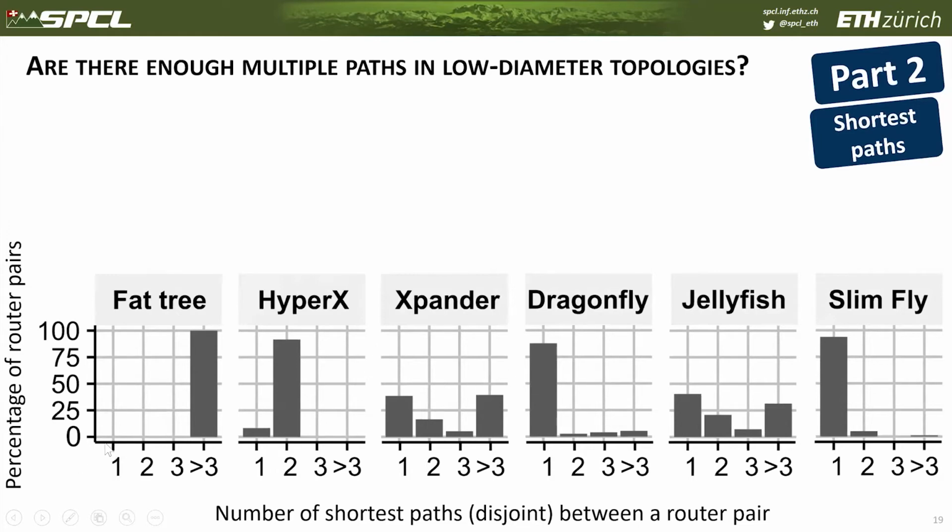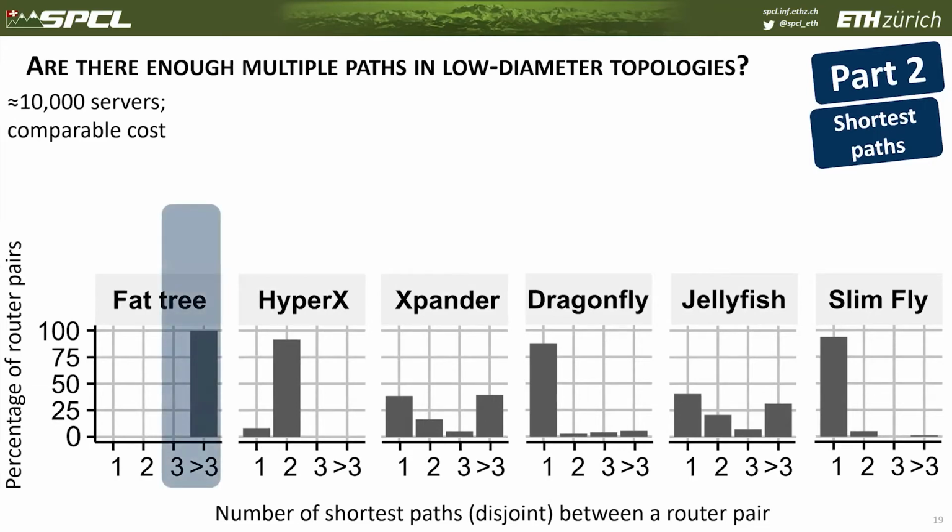On the x-axis, there is the number of shortest paths. Remember, we still speak about shortest paths of the same length between a router pair. And on the y-axis is the percentage of router pairs that are connected with that many shortest paths. All these topologies come with the same construction cost, same size.